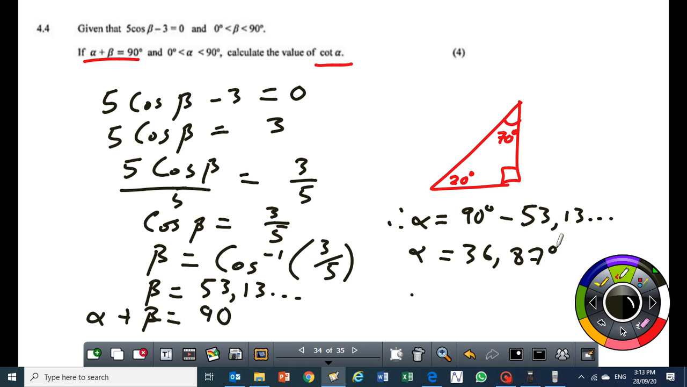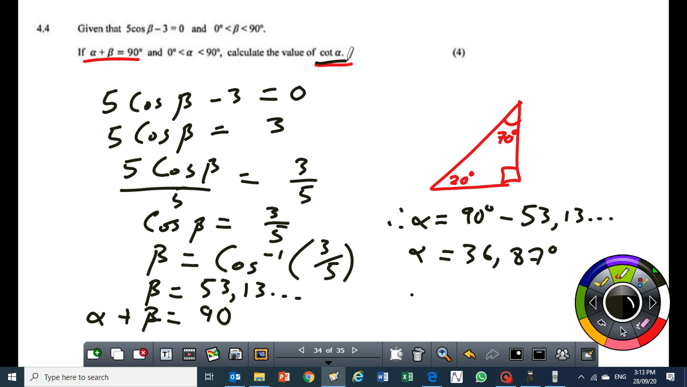You saw what I did? Please do it again, sir. Yeah, okay. I didn't want to clear everything and start afresh. When you're using a calculator, you have to be smart when you're using a calculator. So that's 36,87. That's the value of alpha. This is not the answer. We want cot alpha.